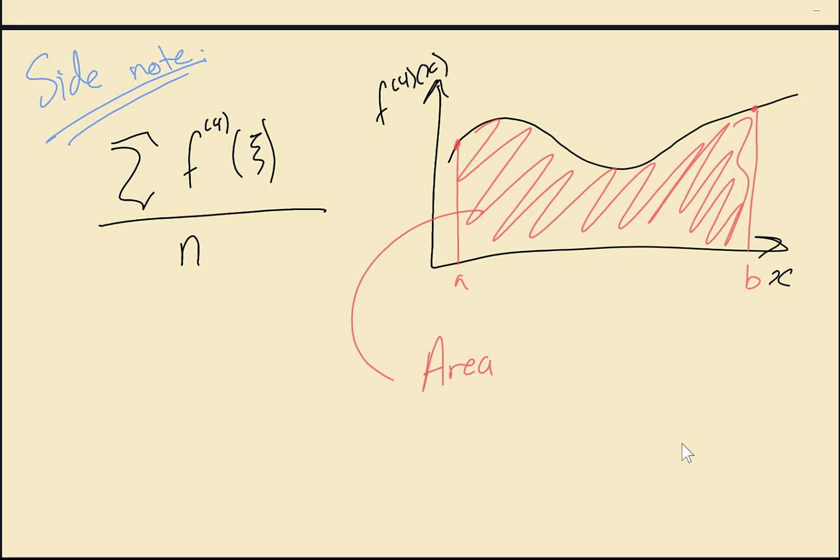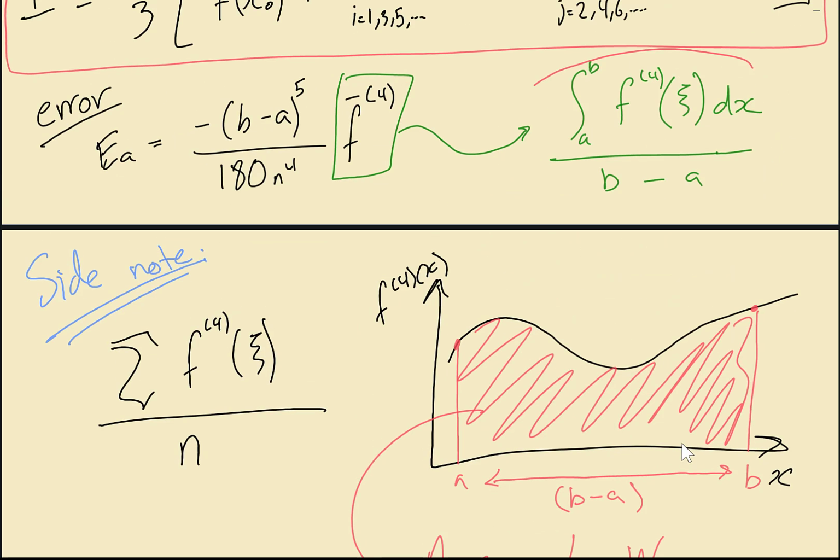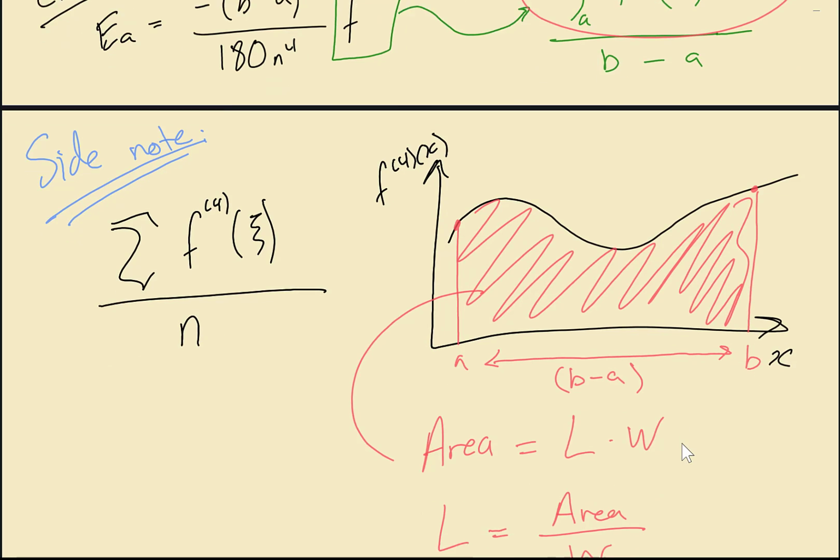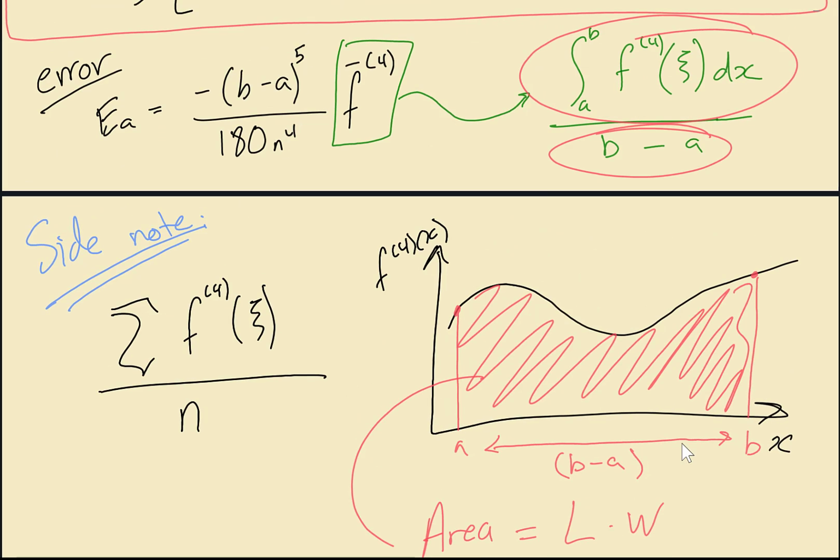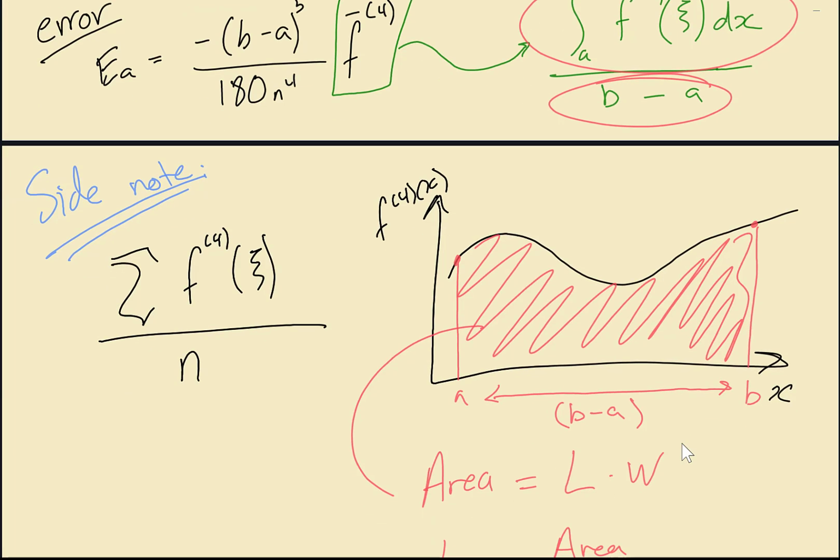right? Typically the area of a rectangle is equal to what? Length times width. The width here is what? b minus a. So the length is equal to the area divided by the width. So the area is the integral. The width is b minus a. So we're approximating the average using this approach. Does that make sense?